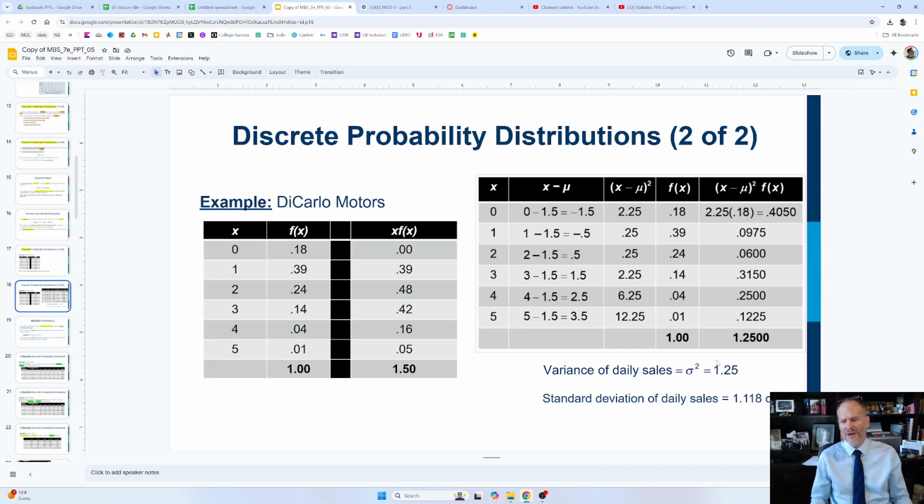We get 1.25 as our variance. So that's how much things could vary. That's a measure of the amount things differ, the amount each data point differs from the mean.